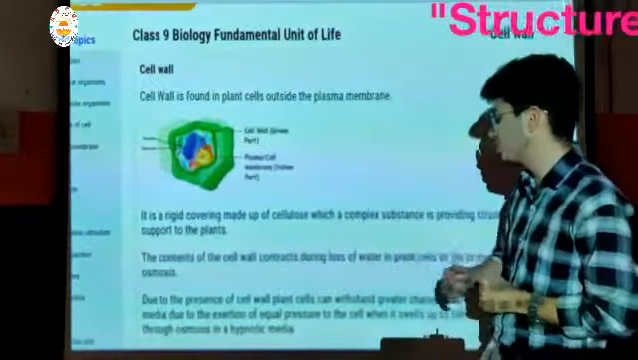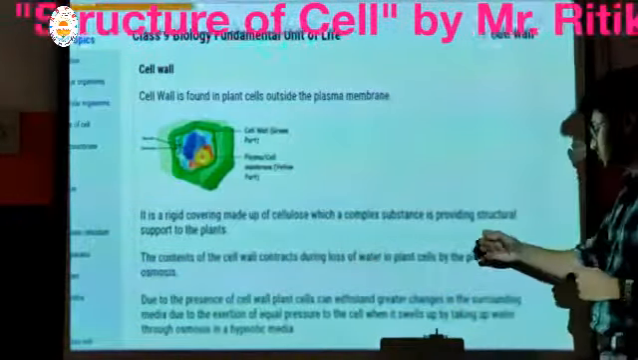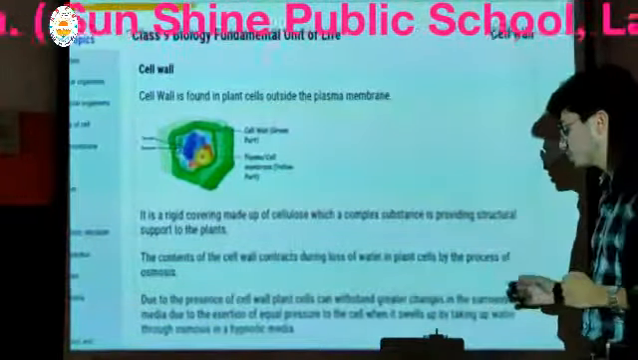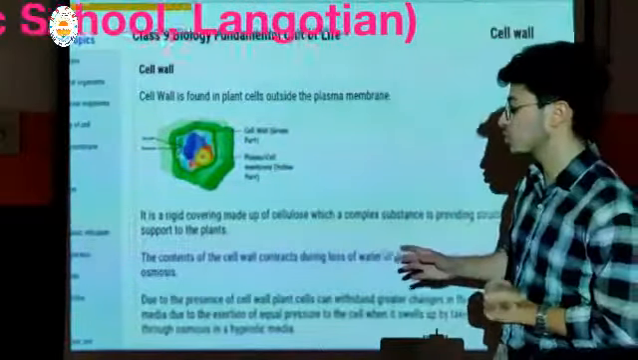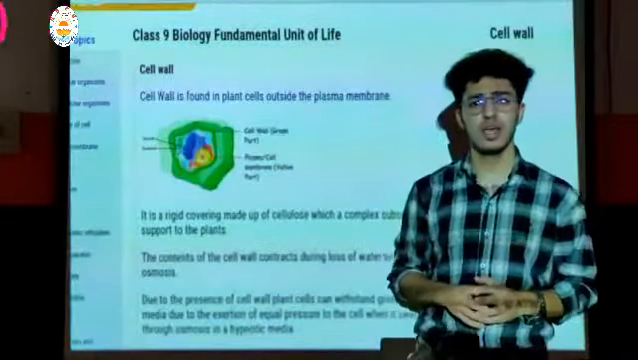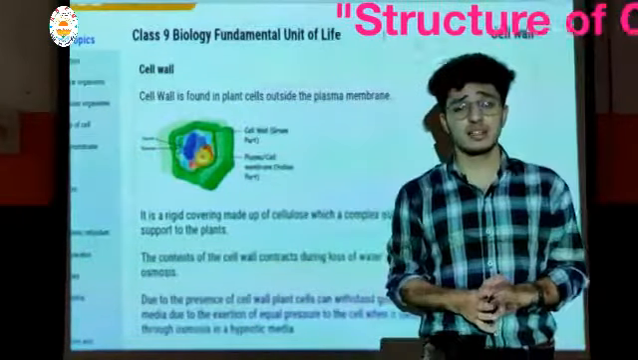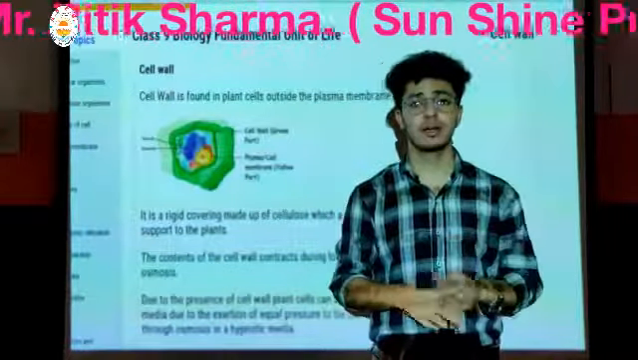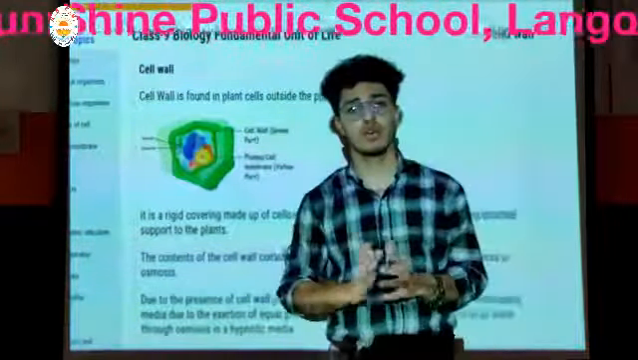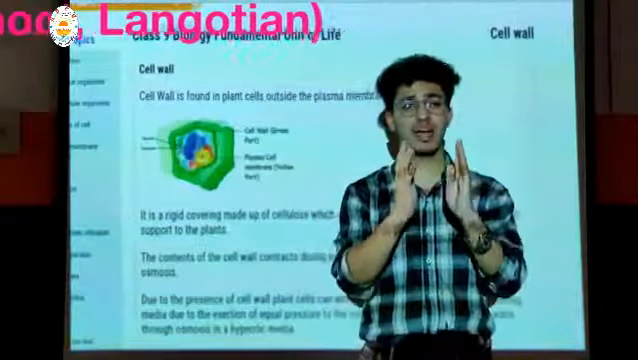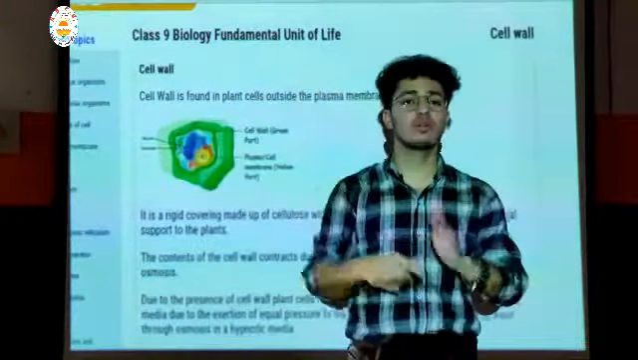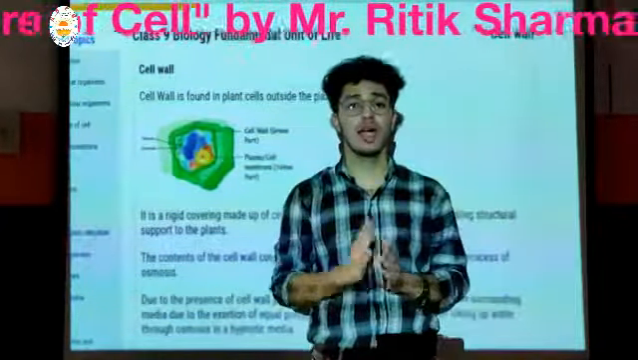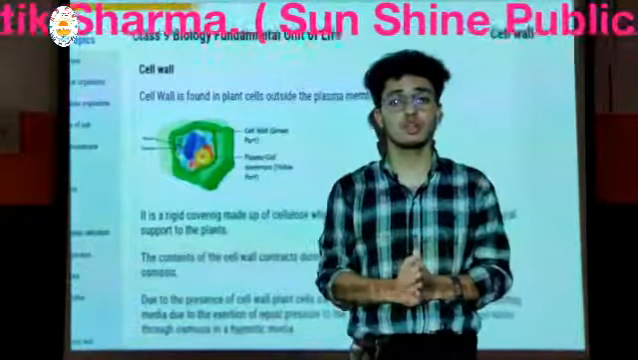Due to the presence of the cell wall, plant cells can withstand greater changes in the surrounding media due to the exertion of equal pressure by the cell wall when the cell swells up by taking up water through the process of osmosis. When a plant cell takes in water, it swells up. Its plasma membrane swells, but it has an additional covering of cell wall outside it. So the plasma membrane exerts an equal amount of pressure on the cell wall, so it can withstand the changes in the environment. The cell wall enables the plasma membrane not to rupture.